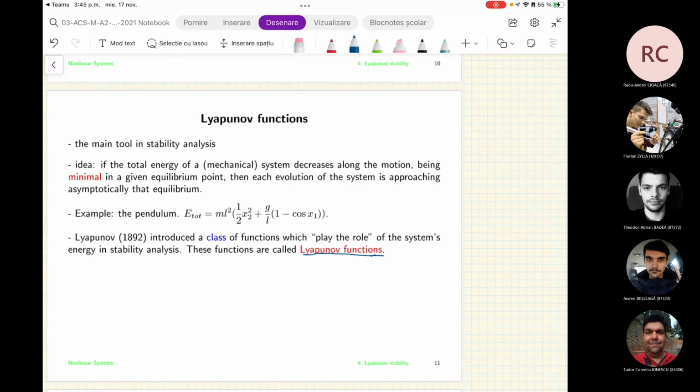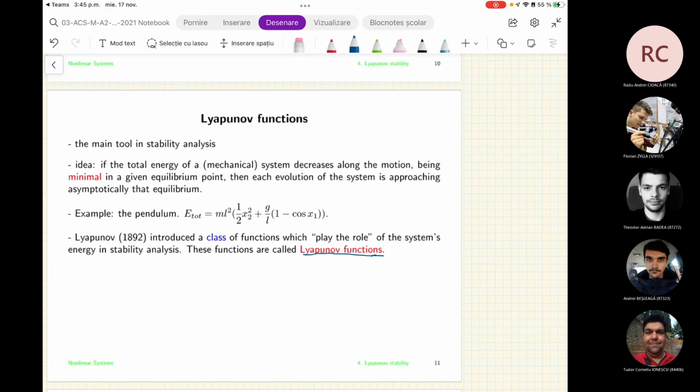Of course, this is very difficult, because that means that to get a good Lyapunov function, to prove that your equilibrium achieves stability, is not at all an easy task.